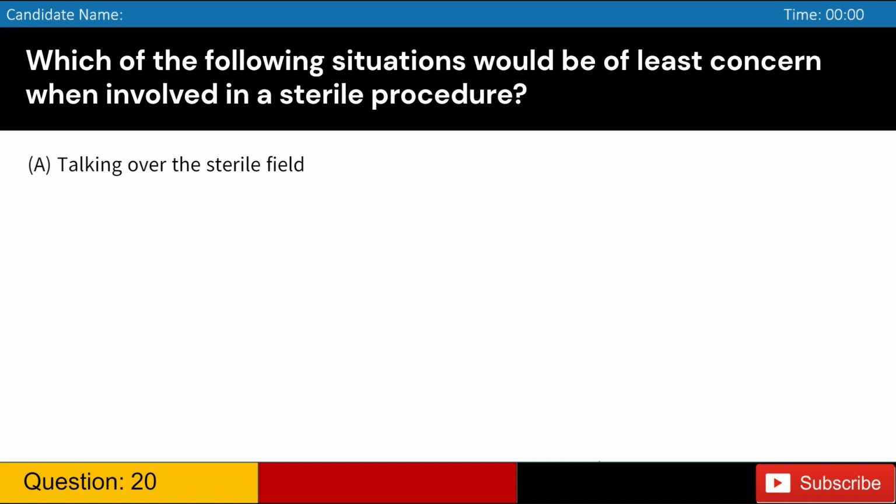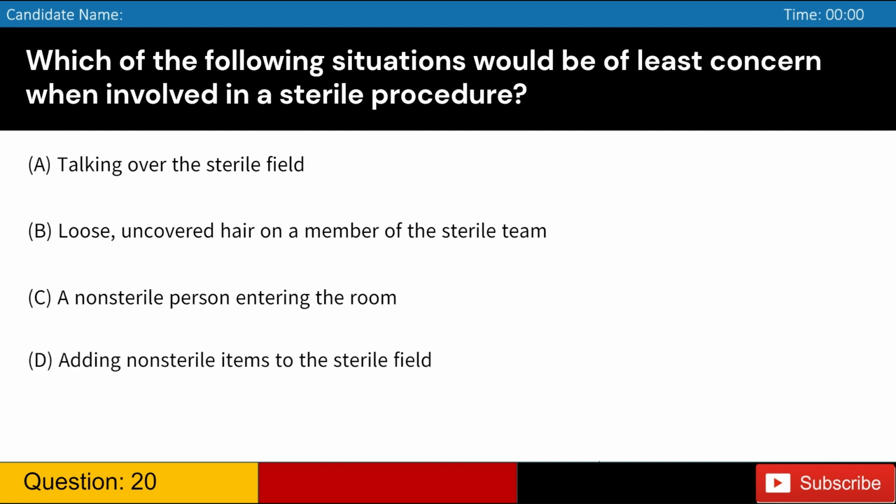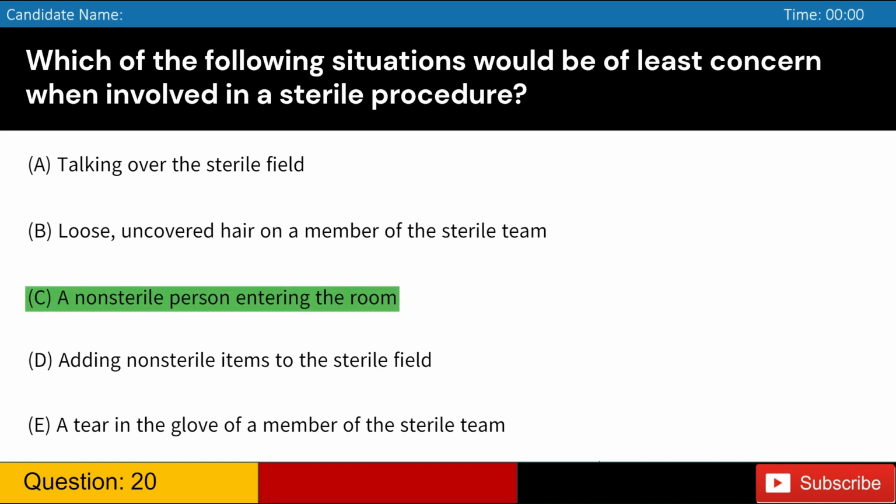A. Talking over the sterile field. B. Loose, uncovered hair on a member of the sterile team. C. A non-sterile person entering the room. D. Adding non-sterile items to the sterile field. E. A tear in the glove of a member of the sterile team. Answer: C. A non-sterile person entering the room.